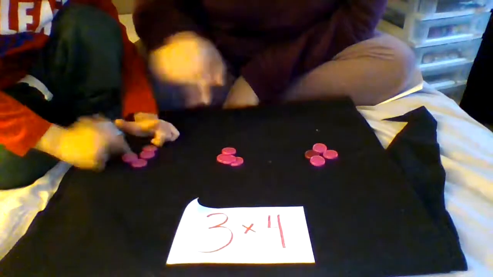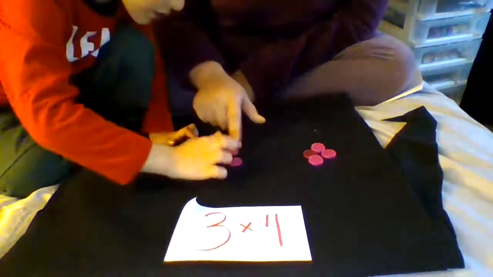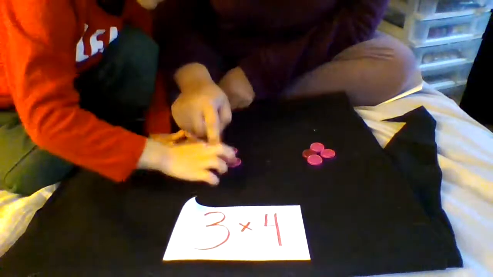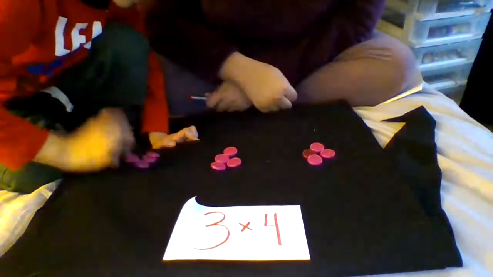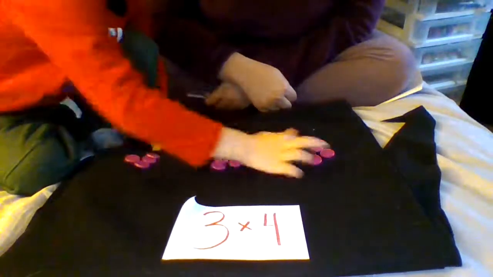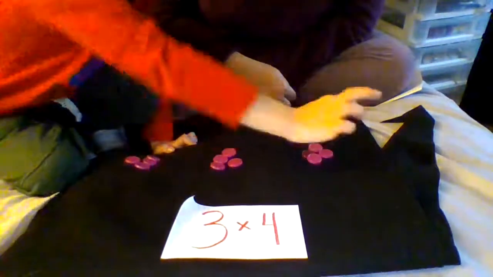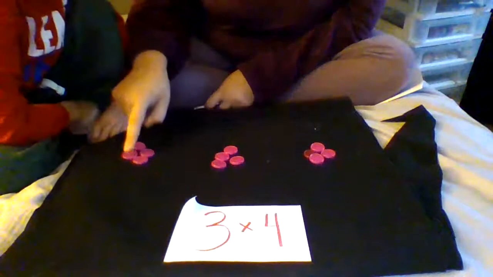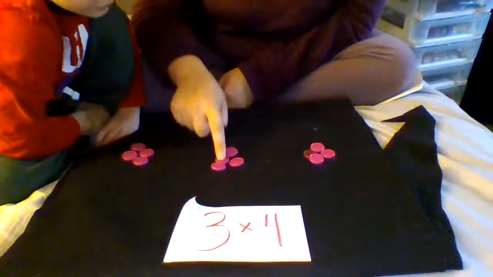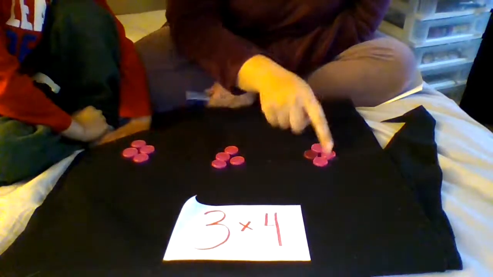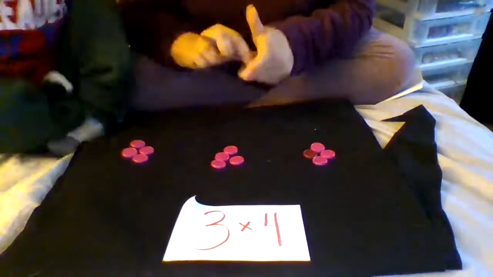So 1, 2, 3, 4, 5... no. Let's try it one more time. You ready? 1, 2, 3, 4, 5, 6, 7, 8, 9, 10, 11, 12. So 3 times 4 equals 12.